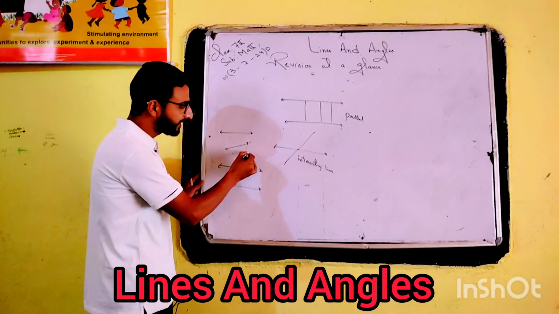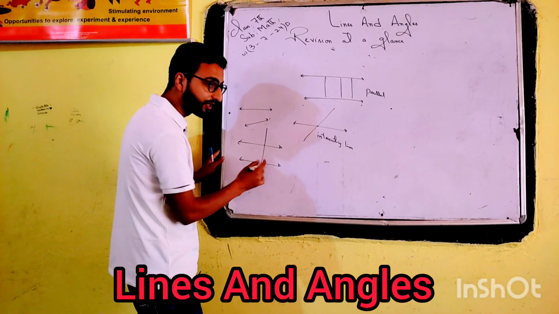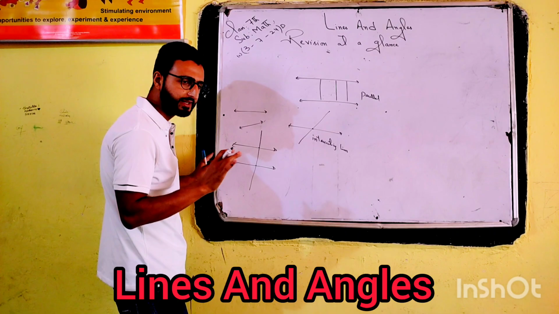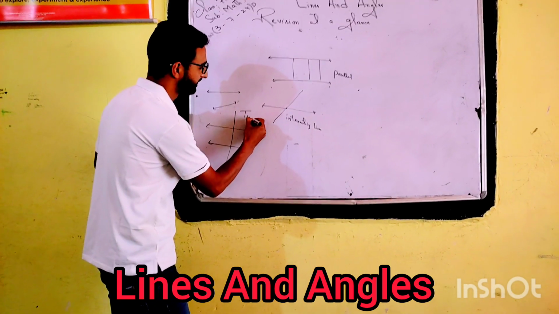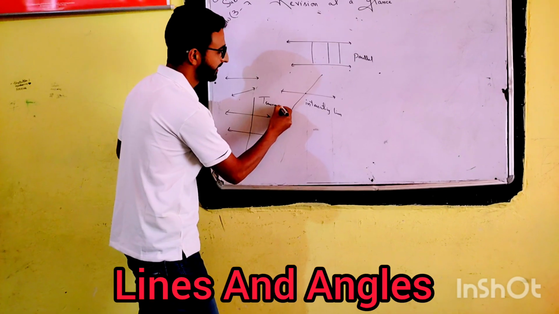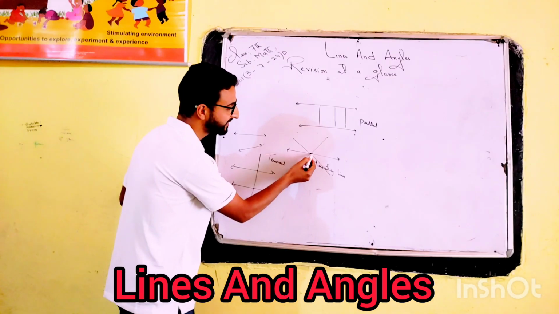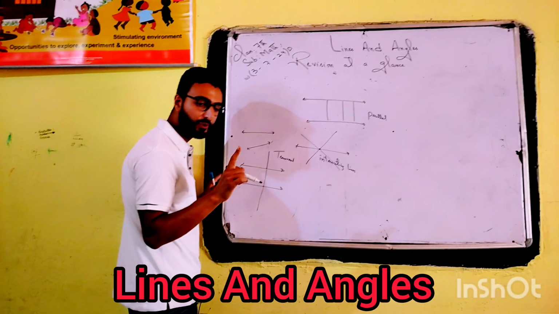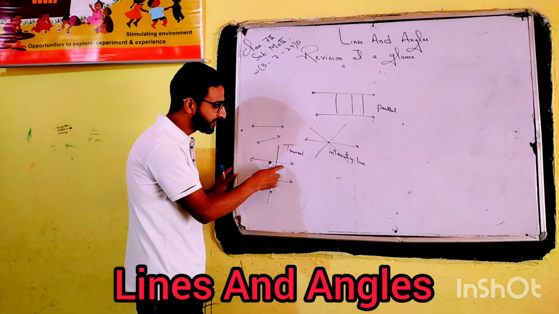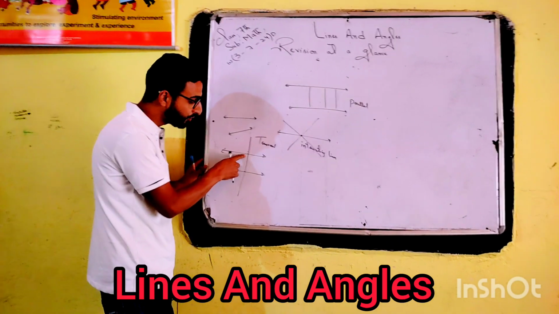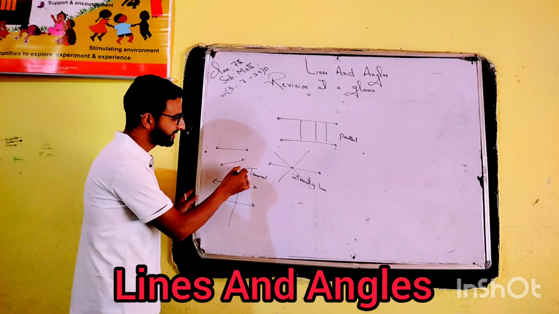If I draw a third line which intersects these two lines at two distinct points, that line is called a transversal. Is this a transversal? No, because it intersects the two lines at one point. This is the transversal which cuts the two lines at two distinct points. So this is the transversal.